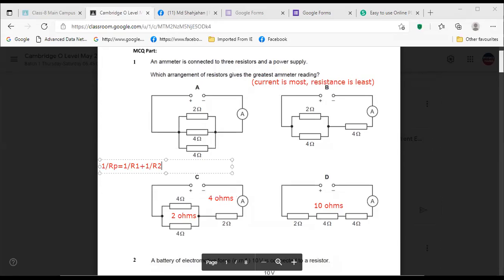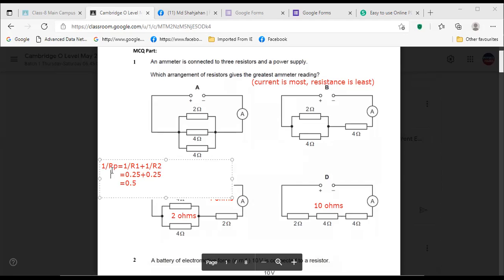Now you put the values for 1 by R1, that means 1 by 4, right? Yes, sir. So 1 by 4 means 0.25 plus 0.25. Then it comes 0.5, right? Yes, sir. Then 0.5 comes for 1 by Rp.